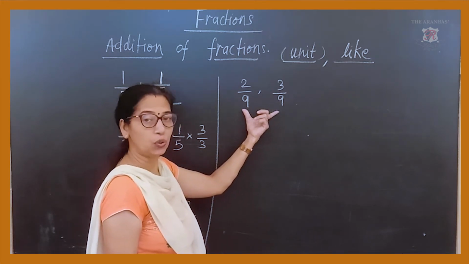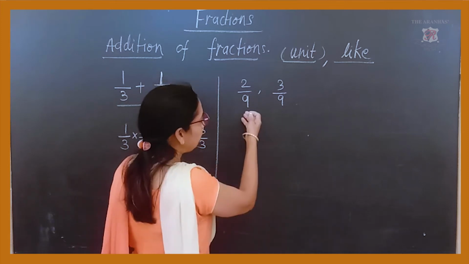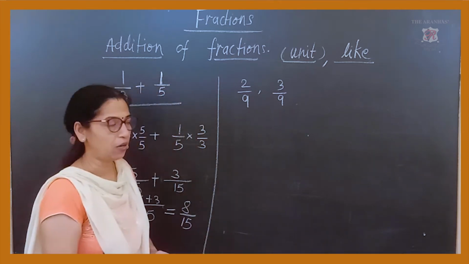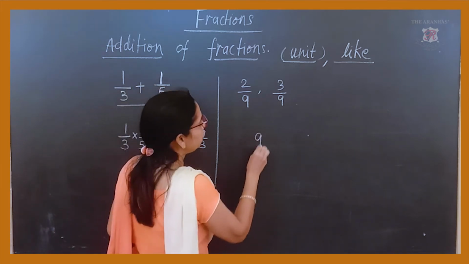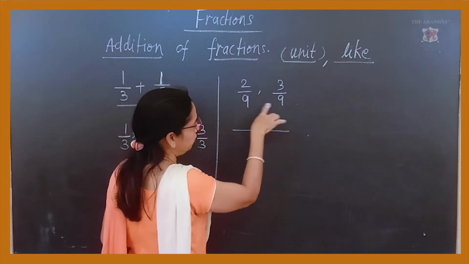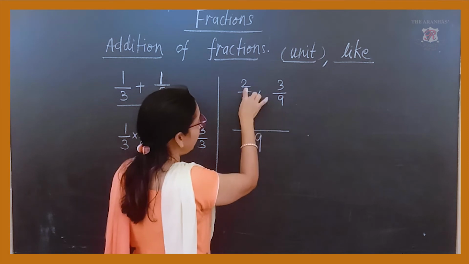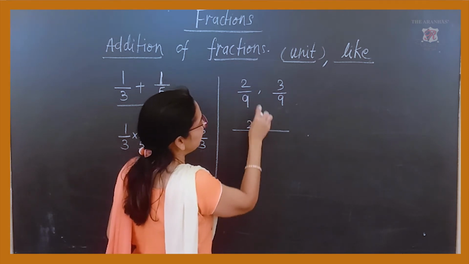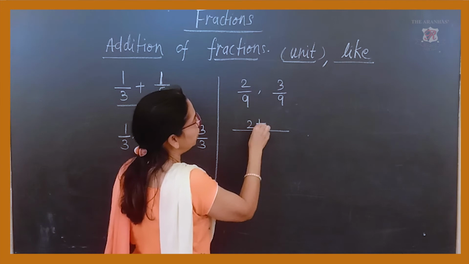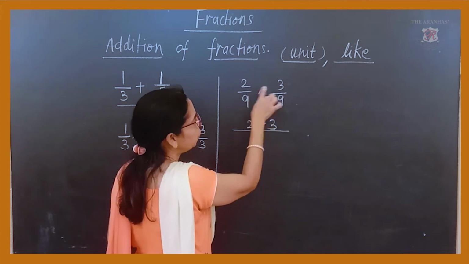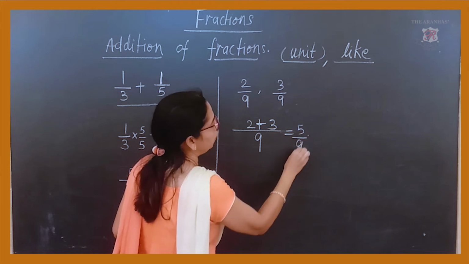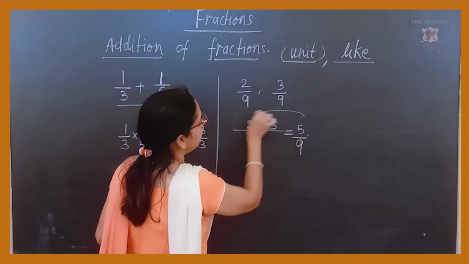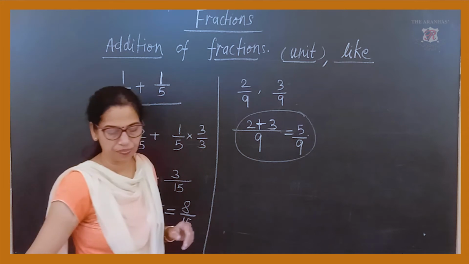And when we want to carry out the addition, you can carry out a simple addition since the denominator is equal. So you will write this denominator which is the same, and you will do a simple addition of the numerators. So here 2 plus 3 will be 5 upon 9. So this will be your answer.